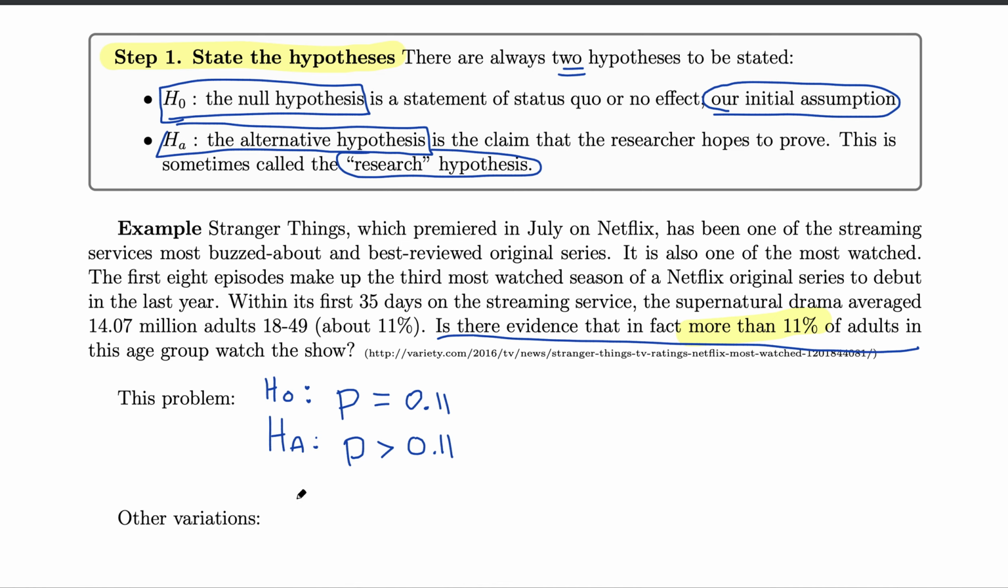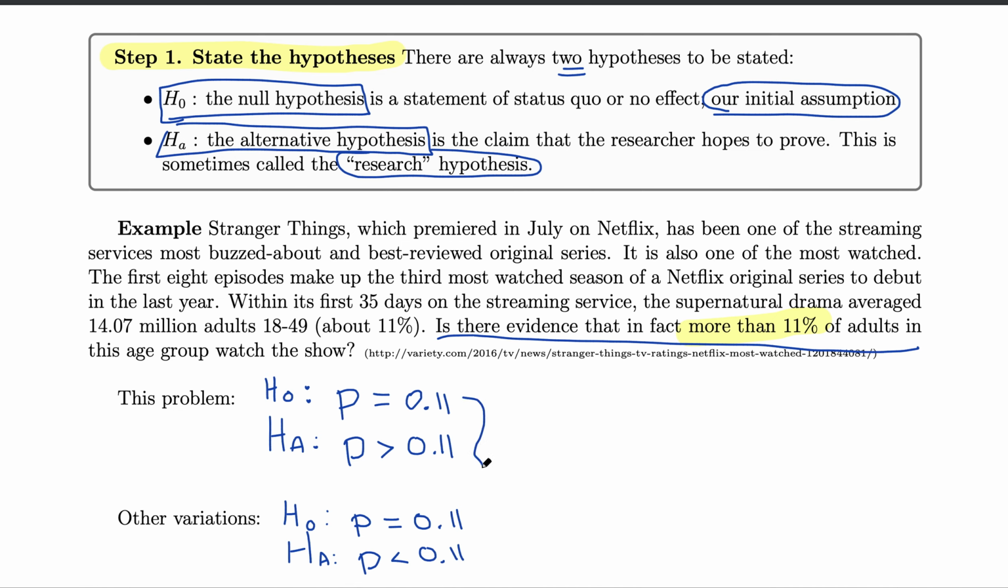We could have some other variations. So for example, maybe you're not a fan of the show, you can't understand why people would like it, and you think, man, less than 11% watch this show, it's not that great. So your research question would look like this: P is less than 11%. Again, research question goes in HA. Our null hypothesis is going to be the same though. We're going to start off assuming it's 11% and see if we can show, in fact, that it's less than 11%.